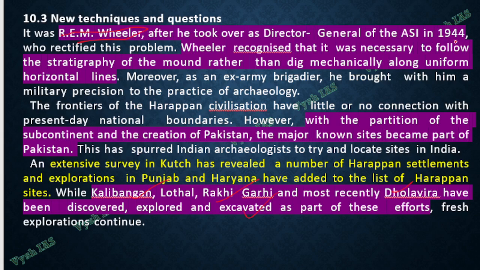Okay, see, this person's timeline is 1944. He also was the Director General of ASI, but not the first one. He told us to properly do the stratigraphy along horizontal lines uniformly, so that you get the proper result. But one problem which happened is that with partition, many of the important sites went to Pakistan, and you know Pakistan and all, they will not do it properly. These kinds of things, they will only do something to take credit, they won't try to recover our history.